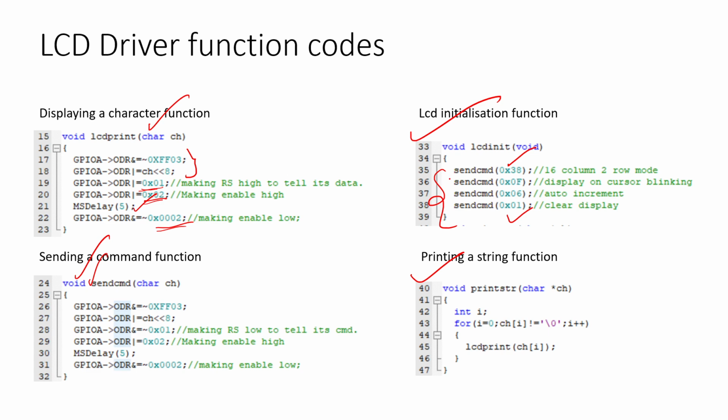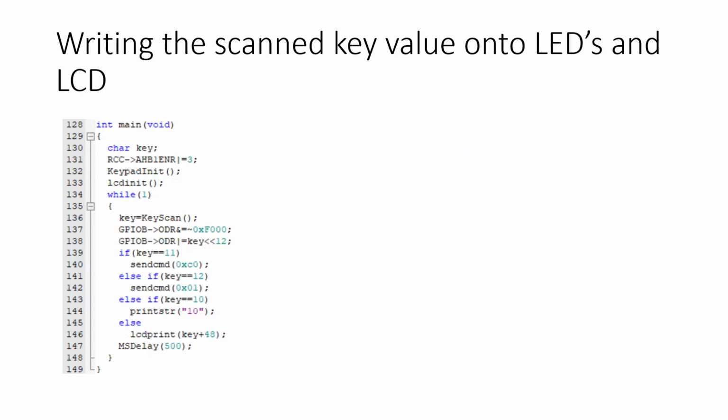Coming to the printing a string function, here we loop around the string until the string termination character, which is \0, is received. At every point we'll be sending the character to the LCD print function to print that particular character onto the LCD. Next comes writing the scanned key value onto the LEDs and LCD.